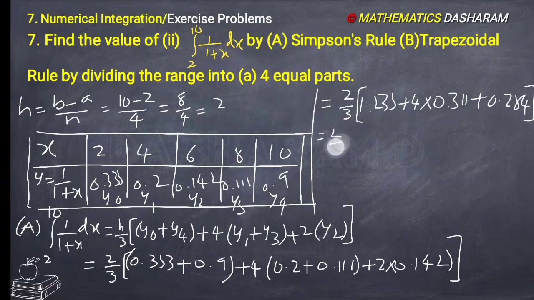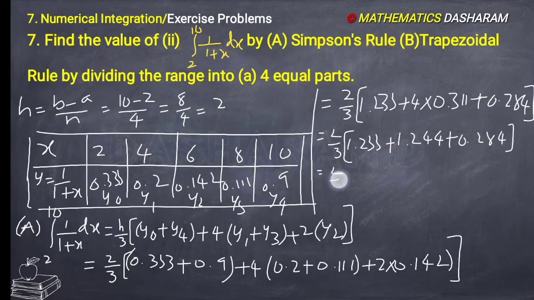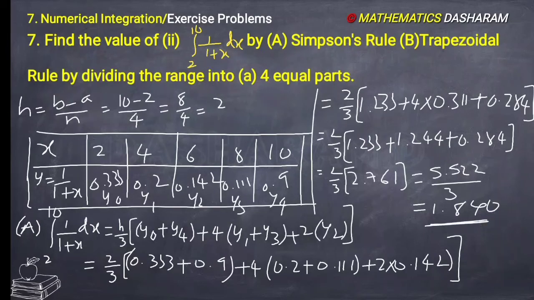So it is equal to 2 by 3 bracket of 1.233 plus 4 into 0.311 is 1.244 plus 0.284. So 2 by 3 bracket of the addition of these three numbers, 2.761. So it is equal to 5.522 divided by 3. So it is 1.840, which is our required answer.